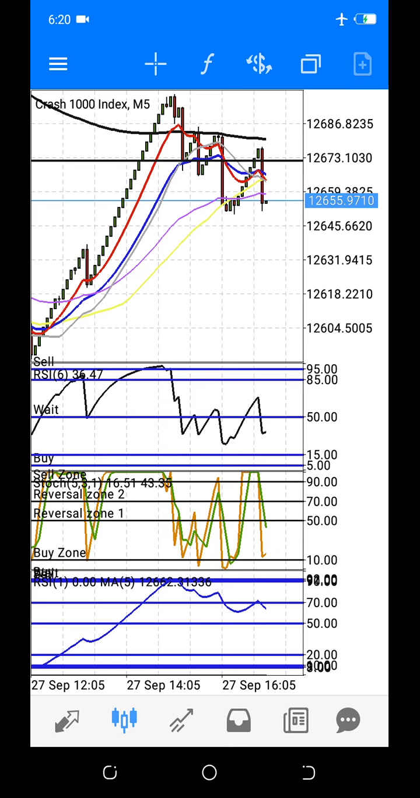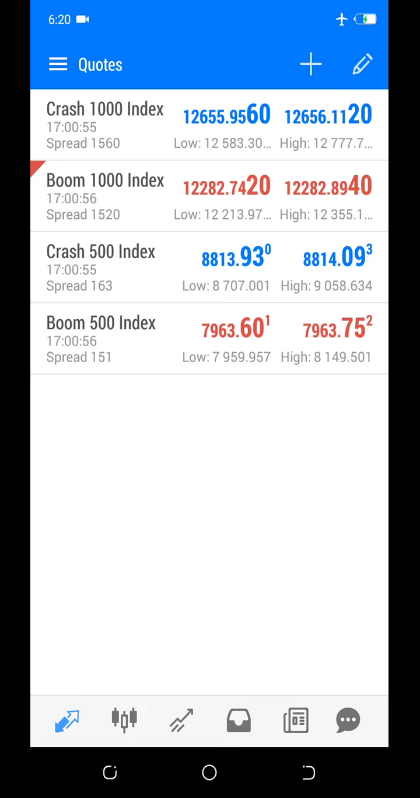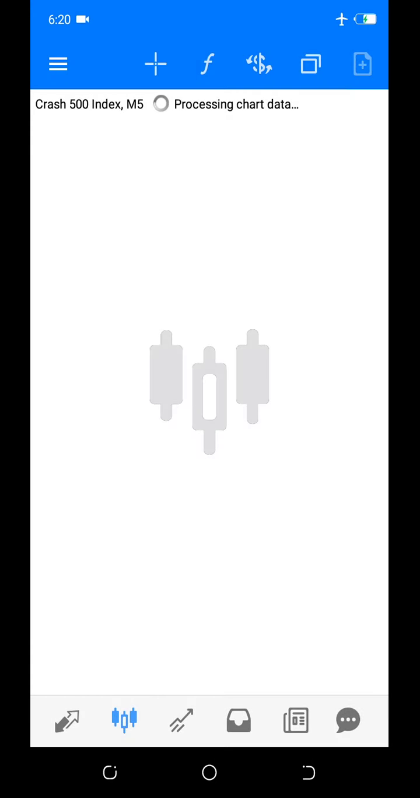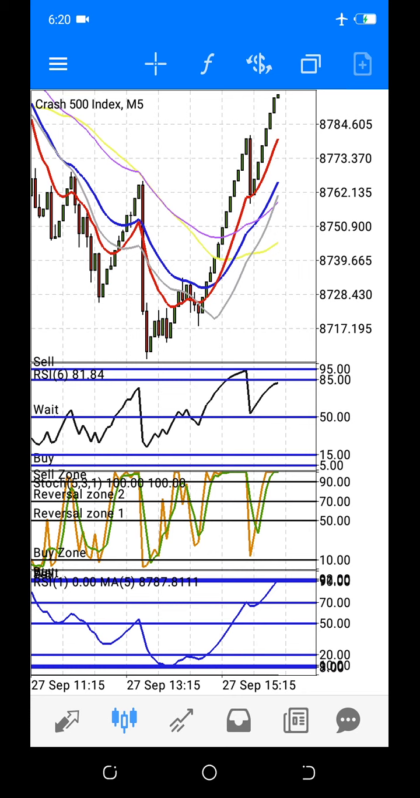Now that is that. Now can I take you to, okay, that was Crash 1000. Let me take you to a Crash 500. Let's see if we have the same thing in Crash 500. I hope this will work. Okay, this will work too. Now look at this too. This is frozen, so it's not actually an active market, but I need to show you. It's a must. This is exhaustion.